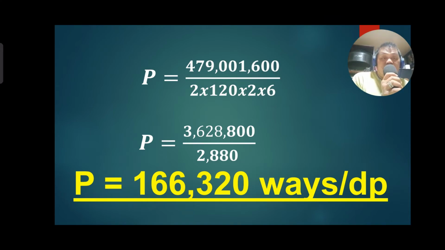So again, we have 479,001,600 divided by 2 times 120 times 2 times 6 is equal to 2,880, and that would be 166,320 ways or distinguishable permutation or order of arrangement.